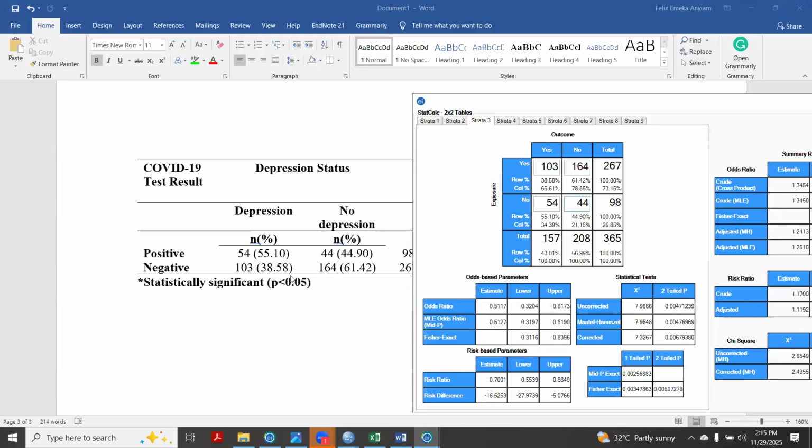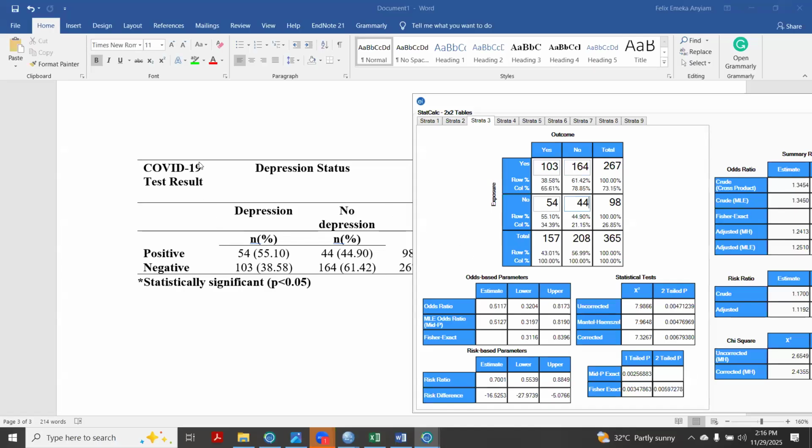So if I switch this over to the other way around, so this is 103, 164, 54, and 44. You see the odds have reduced from 1 point something. The chi-square will still stay, but the odds have reduced. So when the odds reduce from 1, it's now a beneficial effect. Because I've switched this, I've brought the negative up, because my interest is no longer the positive, but the negative. All right, as you can see here.